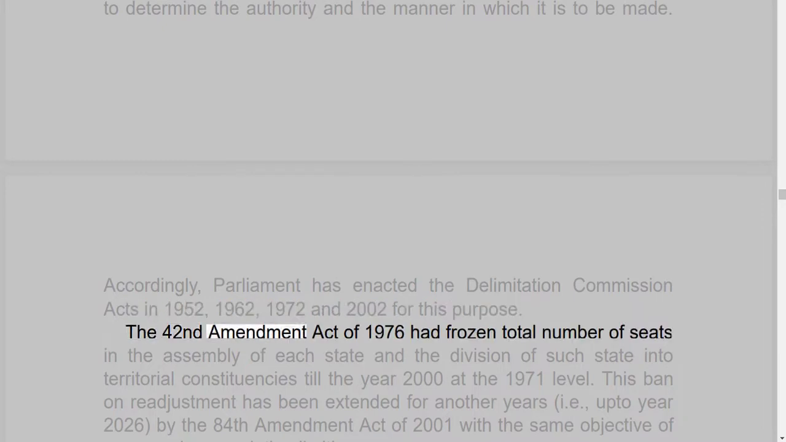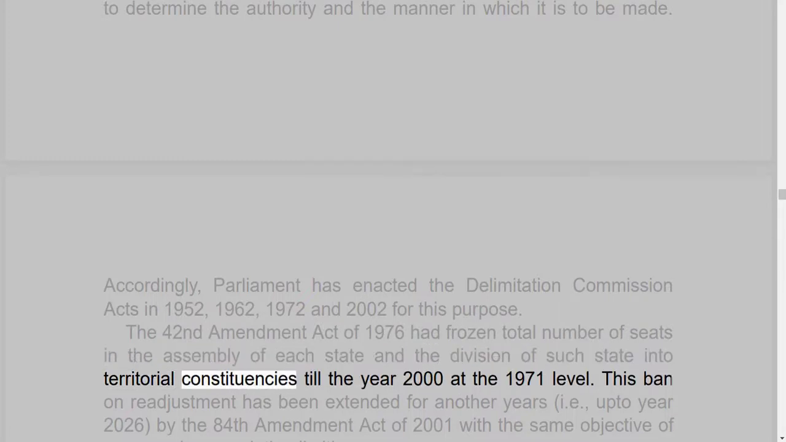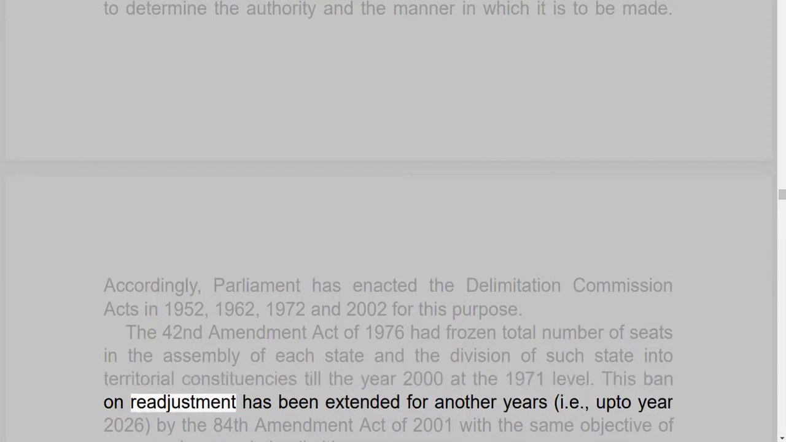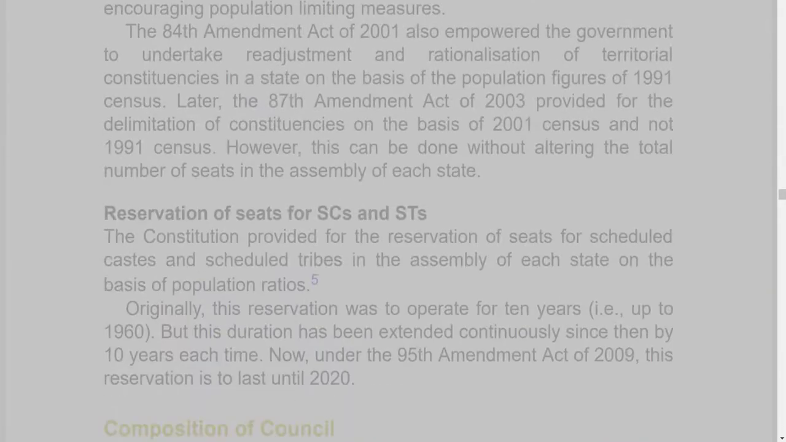The 42nd Amendment Act of 1976 had frozen the total number of seats in the assembly of each state and the division of such state into territorial constituencies till the year 2000 at the 1971 level. This ban on readjustment has been extended for another 25 years, i.e., up to the year 2026, by the 84th Amendment Act of 2001 with the same objective of encouraging population limiting measures. The 84th Amendment Act of 2001 also empowered the government to undertake readjustment and rationalization of territorial constituencies in a state on the basis of the population figures of the 1991 census.